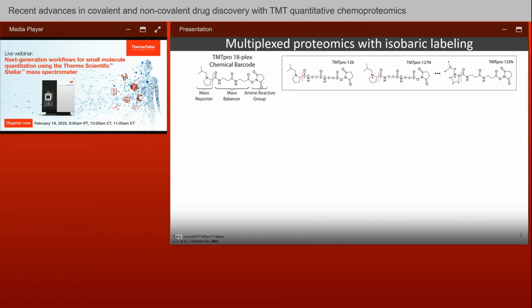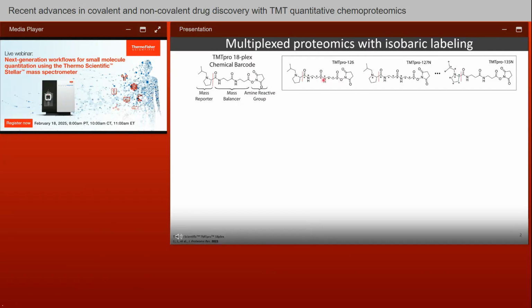Tandem mass tags are chemical barcodes that nowadays allow us to multiplex up to 35 different samples and analyze everything simultaneously. They all have the same structure that consists of a mass reporter, a base group, and also an amine reactive group that will label all the primary amines in peptides, like the peptide N-terminal, as well as lysine side chains. So they all share the same structure.